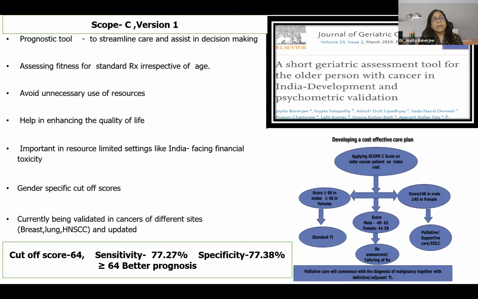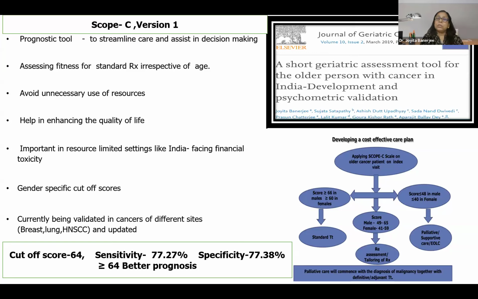Now, coming to this tool that we had developed, the Scope C version 1 tool, this is one of the tools that we have developed on Indians, on our patients, and also validated on the Indians. It is a prognostic tool where we have developed a cost-effective care plan to assess fitness for standard treatment, irrespective of age.